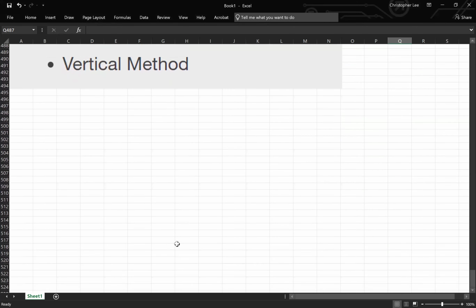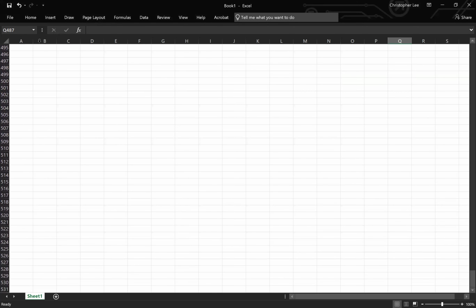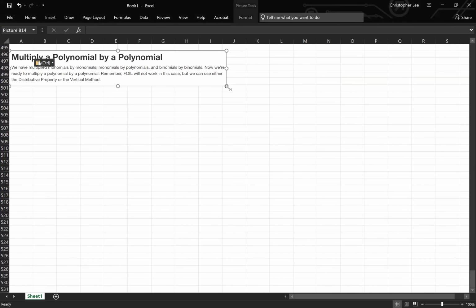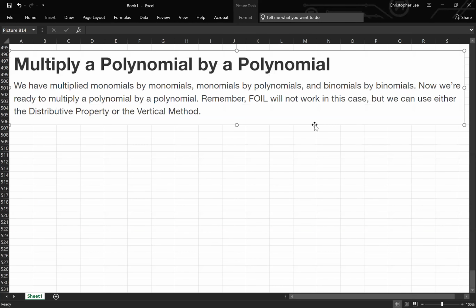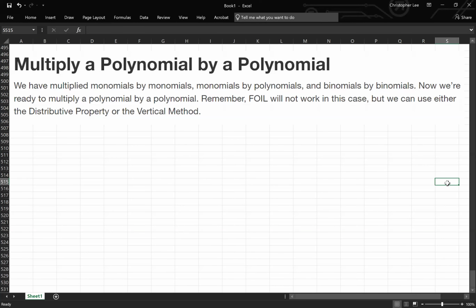That being said, let's make this harder. So we're going to be multiplying a polynomial by a polynomial, right? This is the end game. This is what we want to do. So we have multiplied monomials by monomials, monomials by polynomials, and binomials by binomials. Now we're ready to multiply a polynomial by a polynomial.